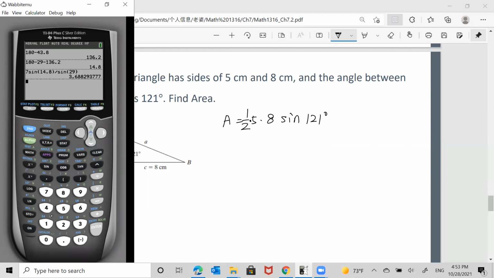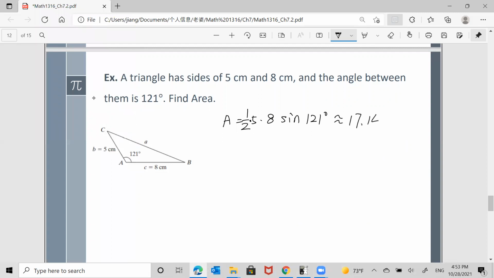1/2, or you just input 0.5. It doesn't matter. Times 5 times 8 times sine 121, close the parentheses. So it's about 17.14. It doesn't say how many decimals I need to keep. So I keep 2 decimals, 17.14.